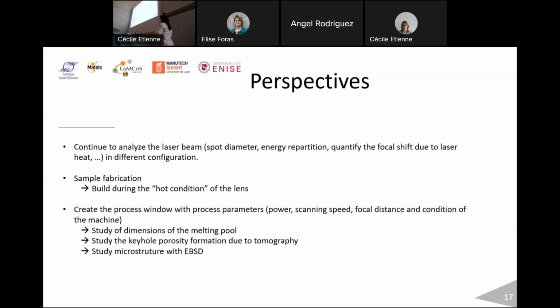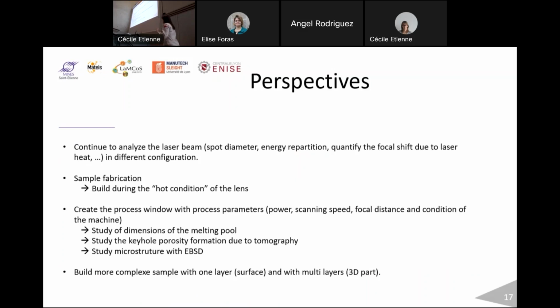But it will also be interesting to study the porosity, the keyhole porosity formation inside the single track, by doing some tomography. And it will be interesting to study the microstructure with EBSD to see the evolution of the grain size and the orientation of the grains with the laser sources.